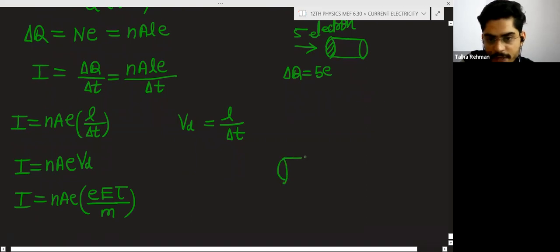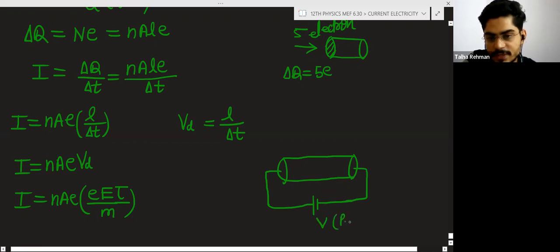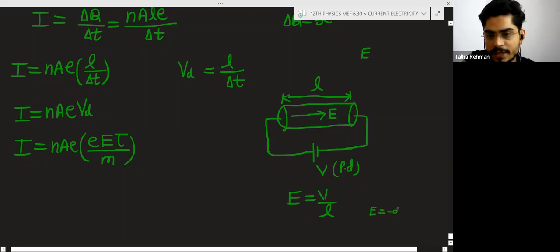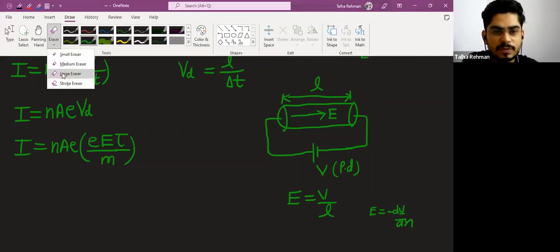And if I am saying here is a conductor, and this conductor is connected to the battery whose potential difference is V, this is the potential difference or voltage, and L is the length of the conductor, then the electric field generated is given by electric field is equal to potential difference divided by L. This came from E is equal to minus dV by dx or dr, you can say. So this is the thing you should remember.